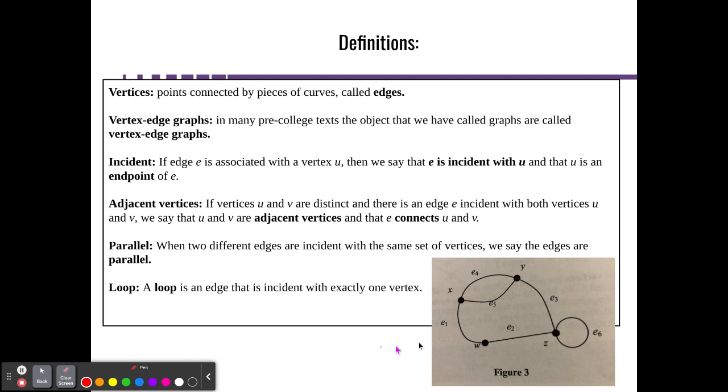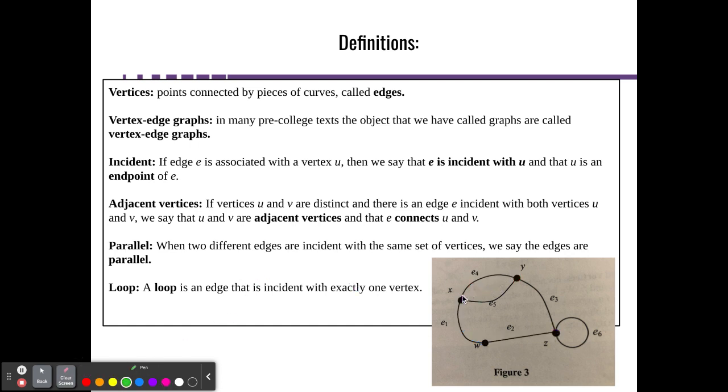Adjacent vertices, let me clear my screen real quick. Adjacent vertices are vertices that are connected by an edge. So in this case, X and Y are adjacent because they're connected by E4. Or we could say that X and W are adjacent because they're connected by E1. Or that W and Z are adjacent because they're connected by E2. So that's adjacent vertices. Sorry about that, I got parallel mixed up.